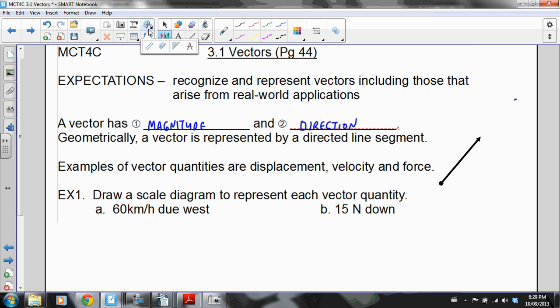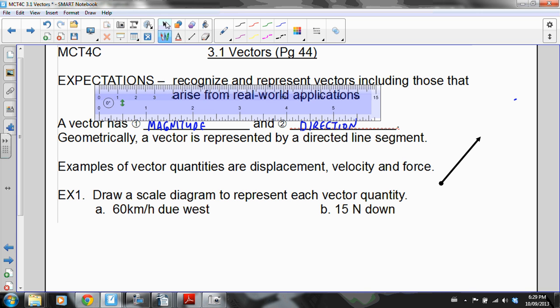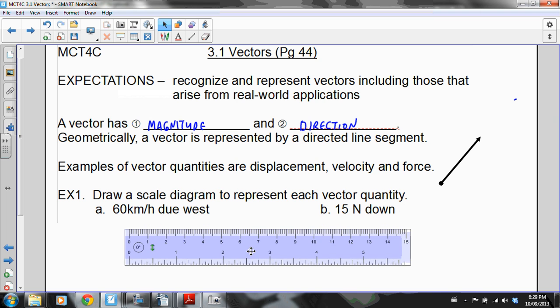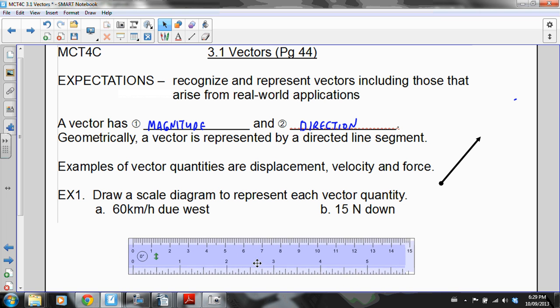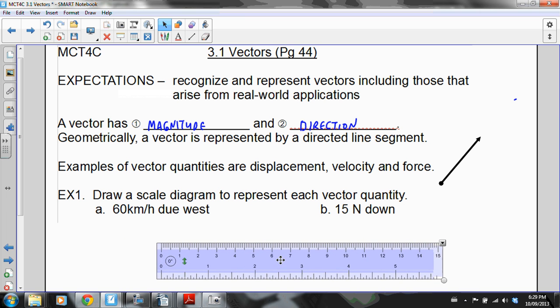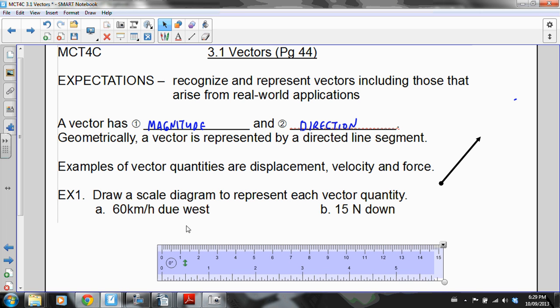But there's a ruler, and it might take me a second to situate this correctly. Your scale and my scale aren't going to match up that well, perhaps, but I want to draw a line that represents 60 kilometers per hour due west. And how am I going to do that? Well, I know just a little west is this way, right? So I want to draw a line segment 60 kilometers an hour west.